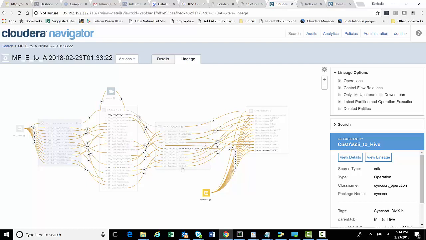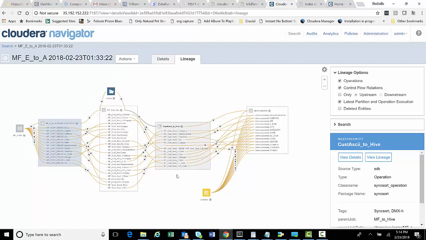Hope this helps you understand a little more about the integration between dmx-h and Cloudera Navigator, and how Cloudera Navigator together with dmx-h allows you to track the lineage of your data not only inside of the cluster, but also data that's coming into the cluster that is not sitting in a distributable source or target, such as mainframe data or perhaps database data.